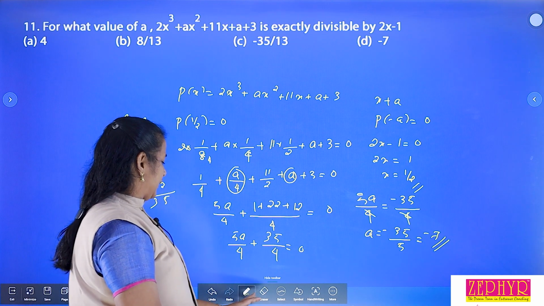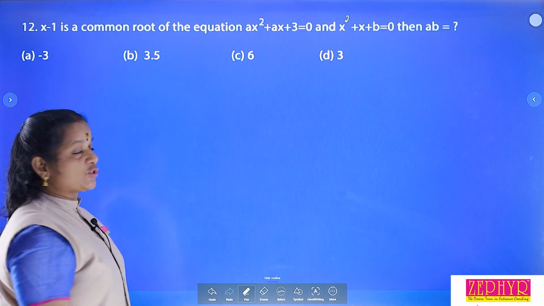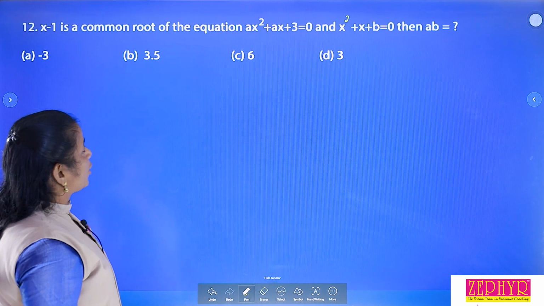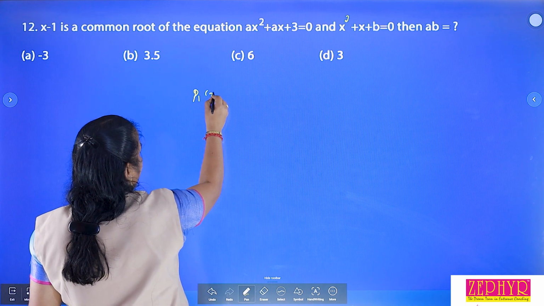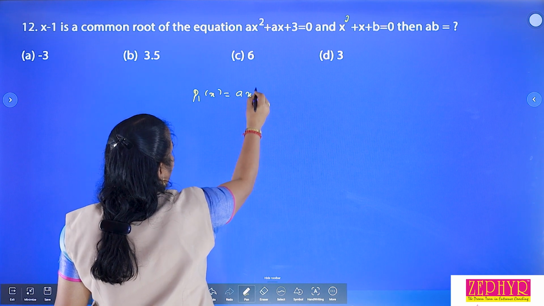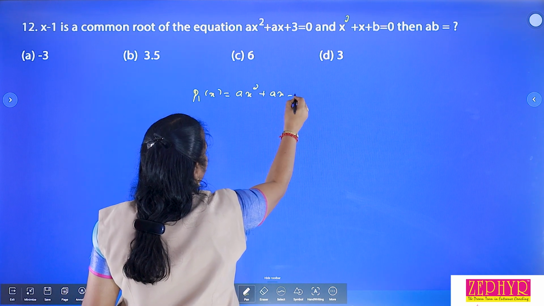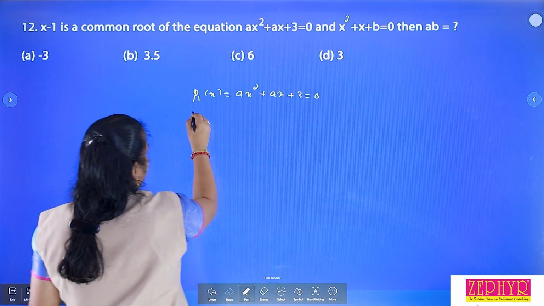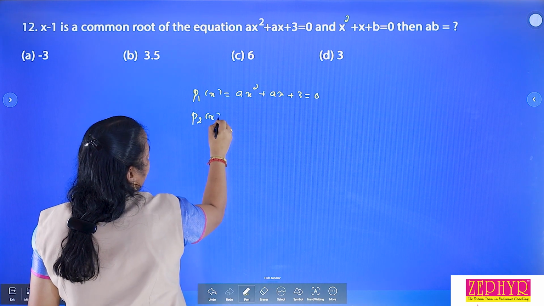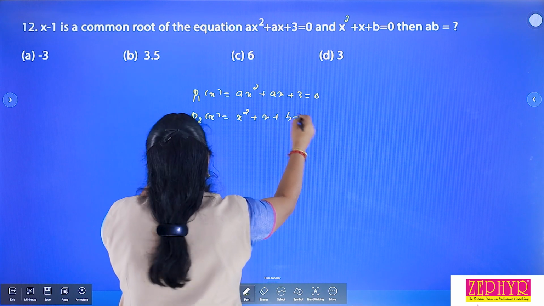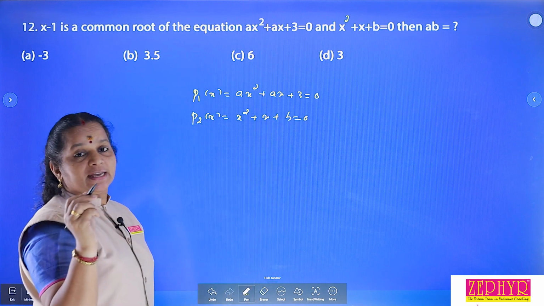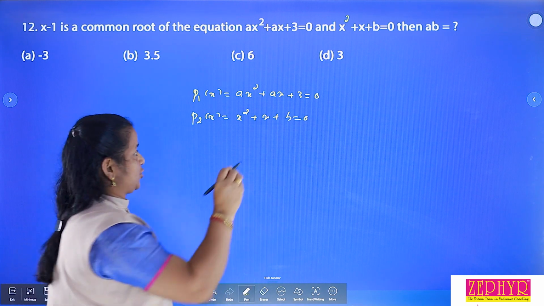Okay, then come to the next question. Our 12th question: x minus 1 is a common root of the equation. The first polynomial is taken as p1 of x, it is ax square plus ax plus 3 equal to 0. Then the second one, p2, is x square plus x plus b equal to 0. x minus 1 is a root for both these equations.